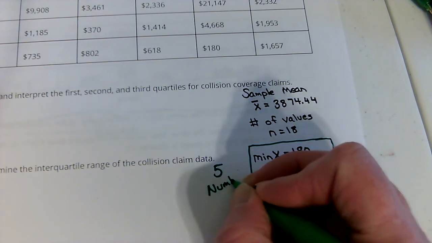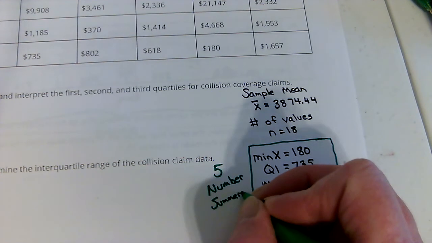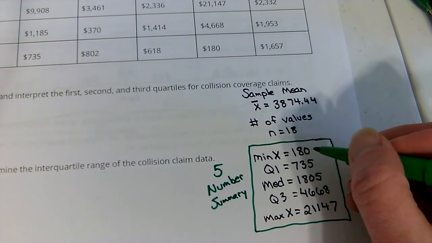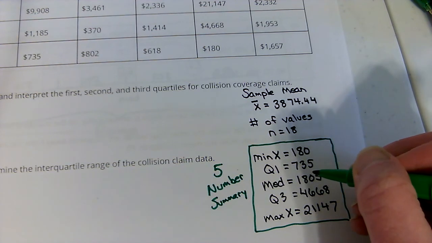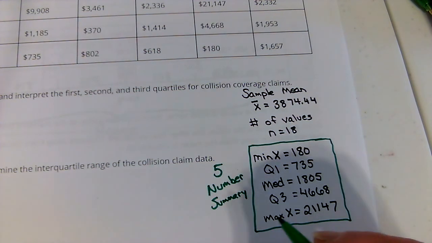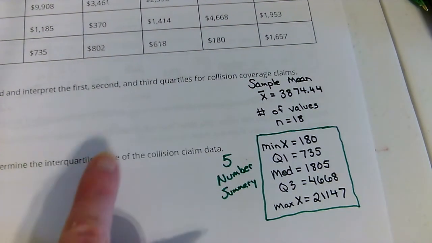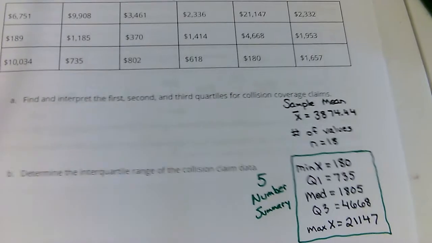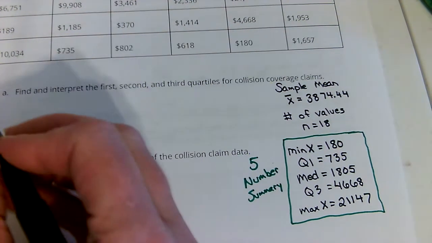Five-number summary. This is the minimum. This is that quartile 1, the median, quartile 3, and the max. So I can find my range, my interquartile range, and everything. So let's talk about what these quartiles mean in terms of percentages.